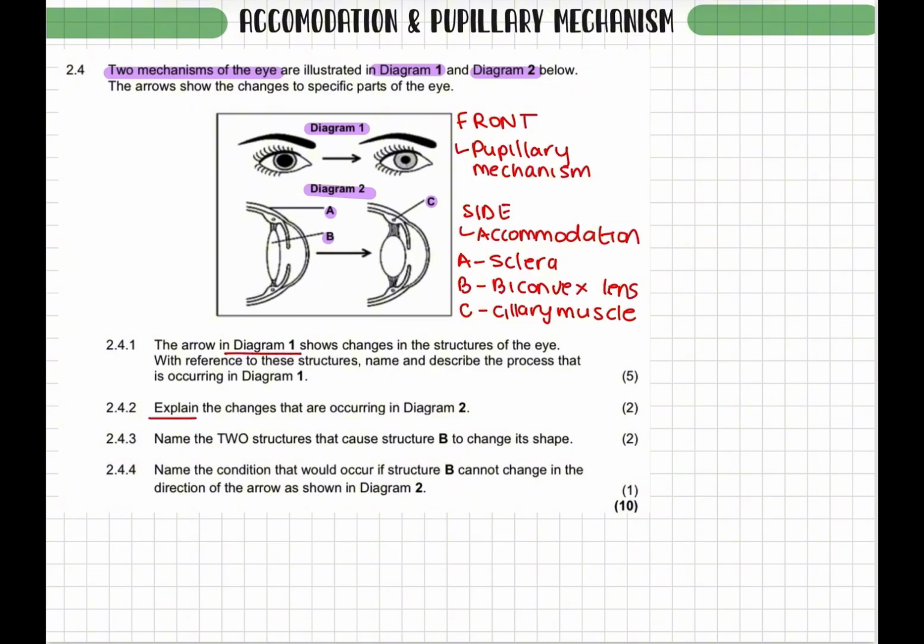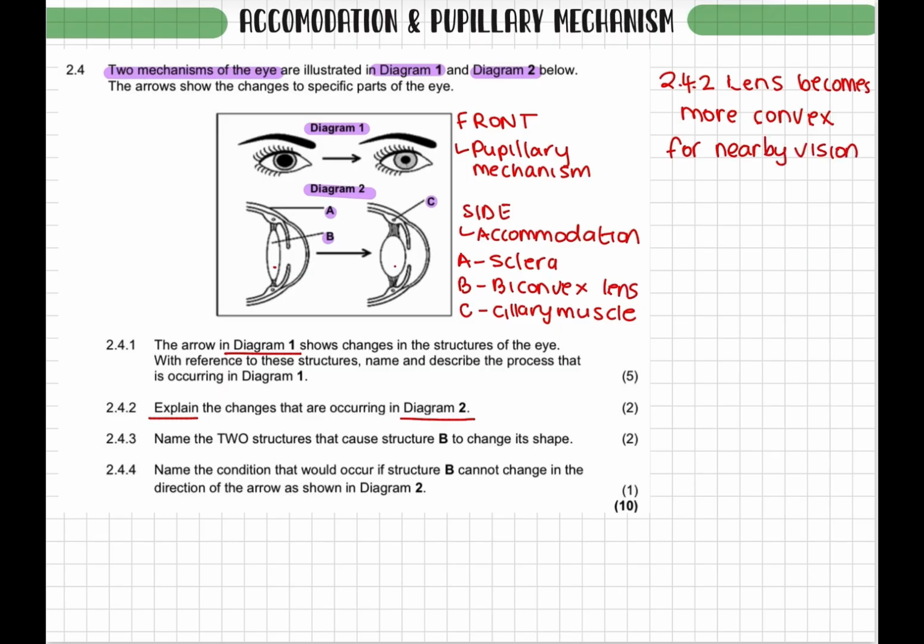Question 2.4.2 says explain the changes that are occurring in diagram number 2. When you look at the changes, specifically the lens, it is changing from less convex to more convex. So you need to explain the why. So the lens becomes more convex to allow for nearby vision.